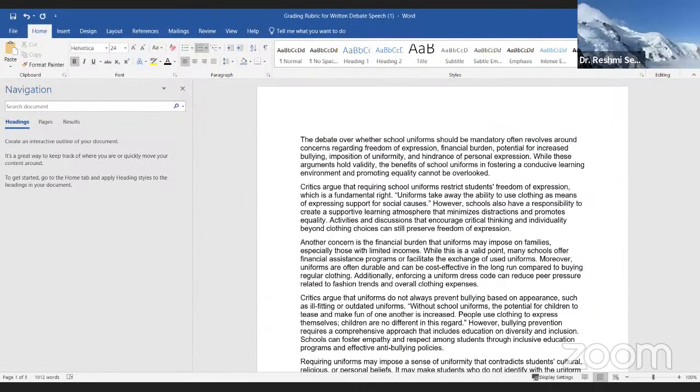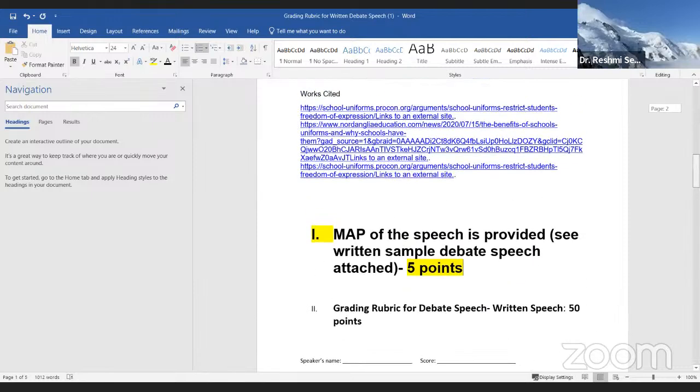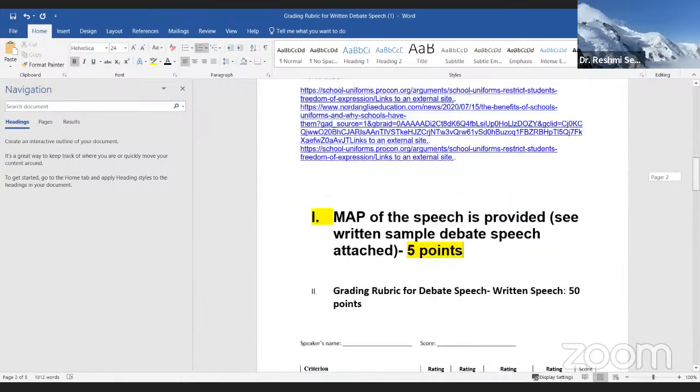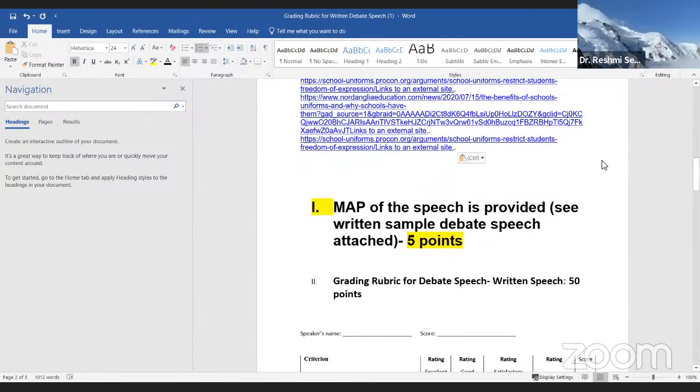For the first few things, let's go to the rubric here. I did not see a map of the speech. You were supposed to provide a map saying, just in pointers, what the data is. Go back to the discussion forum and see how your classmates have provided a map of the speech, which says in very small, single sentences, what is your data, what is your claim, what's your warrant, what's your backing, what's your qualifier, and what's your rebuttal. So I didn't see that. Here you've missed 5 points for that one.